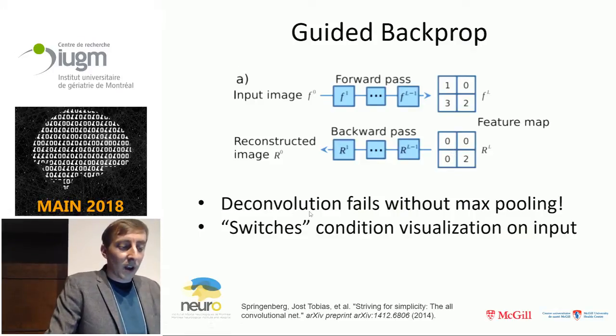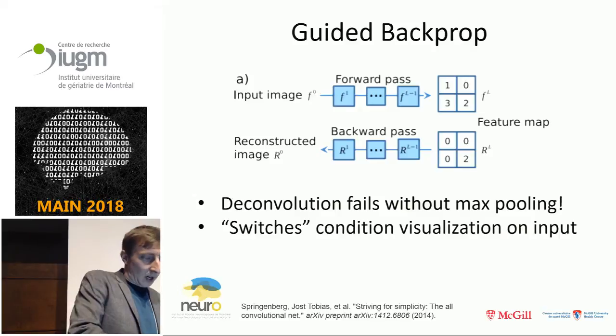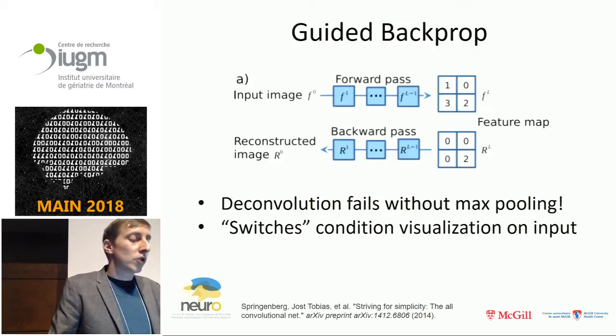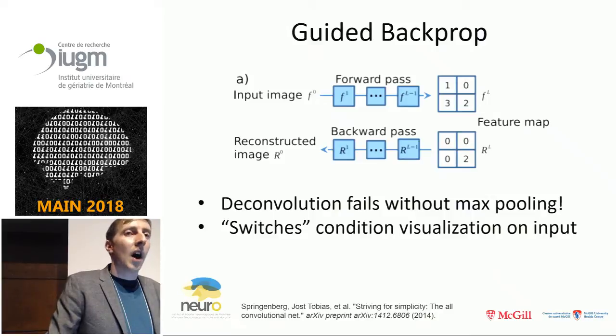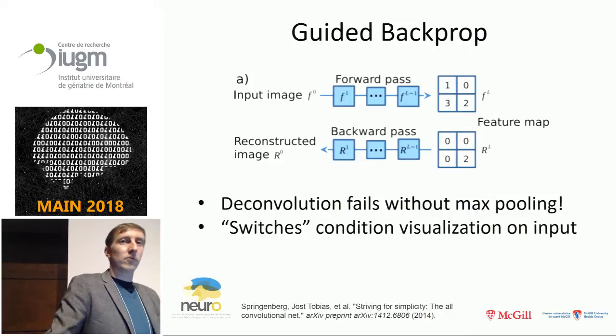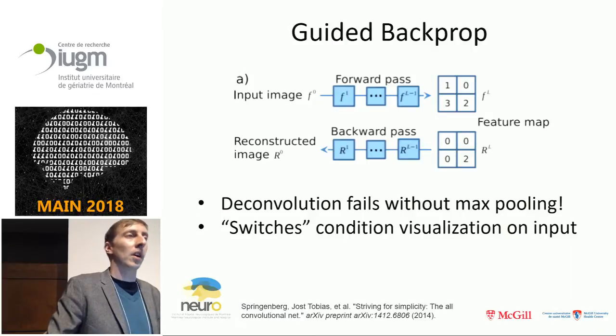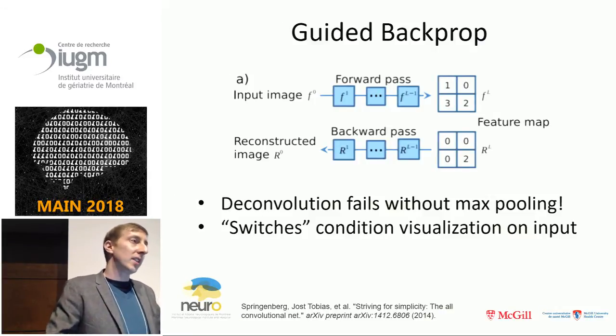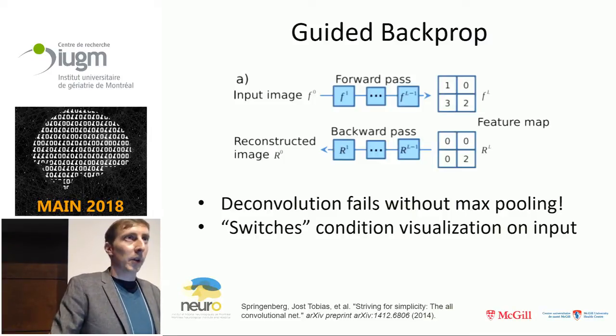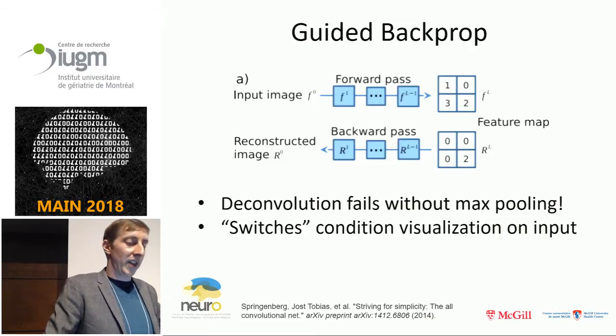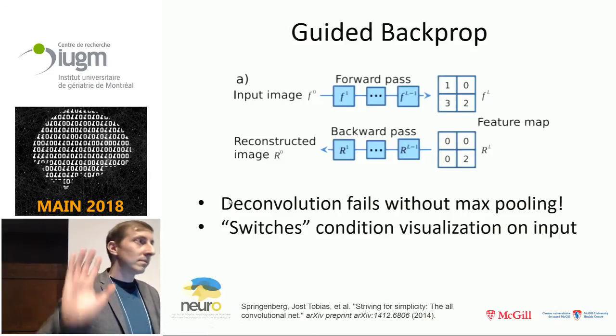So deconvolution, it turns out this group, Springenberg, tried to apply deconvolution without max pooling. They instead strided their kernels and found that it no longer works at all. And their hypothesis is that saving all the locations of the max pool actually conditions your visualization very strongly on the input. And maybe the locations of the max pools are a stronger contributor to that image than the actual model representation.